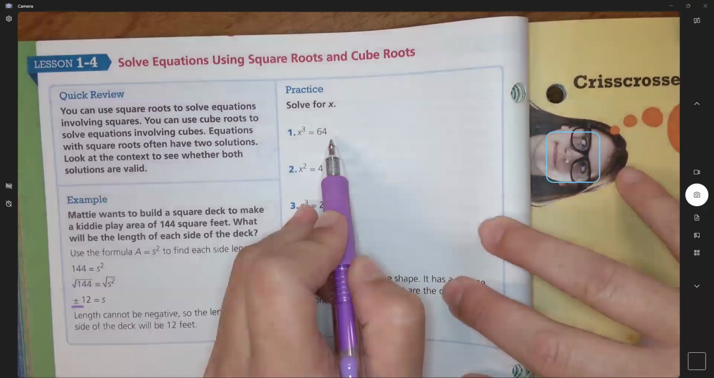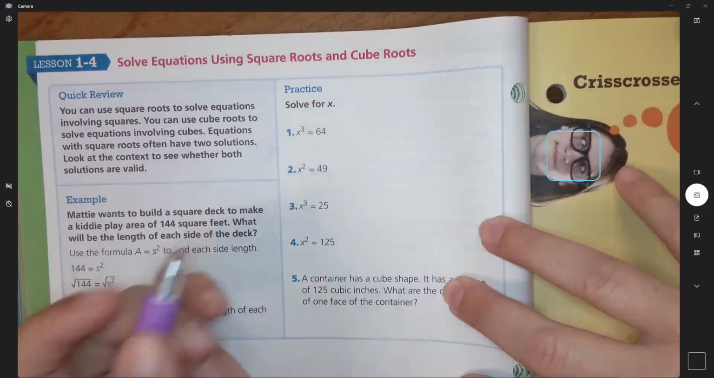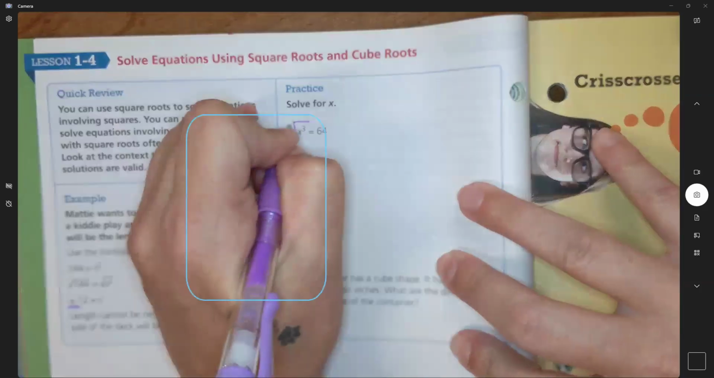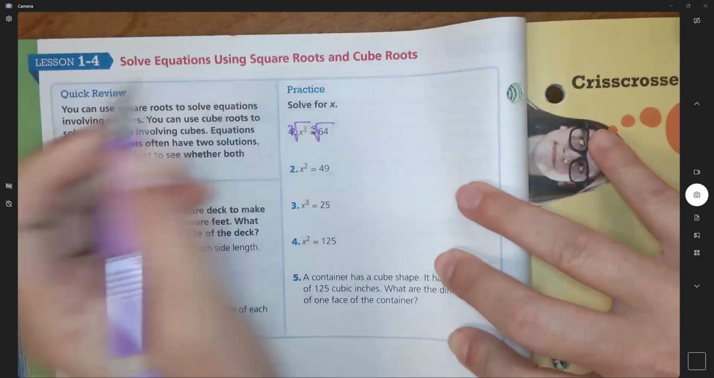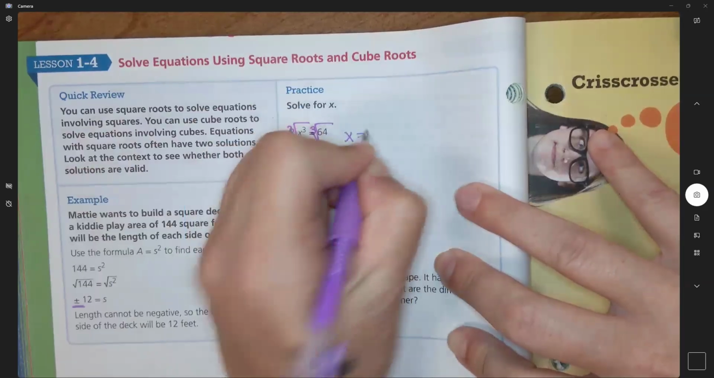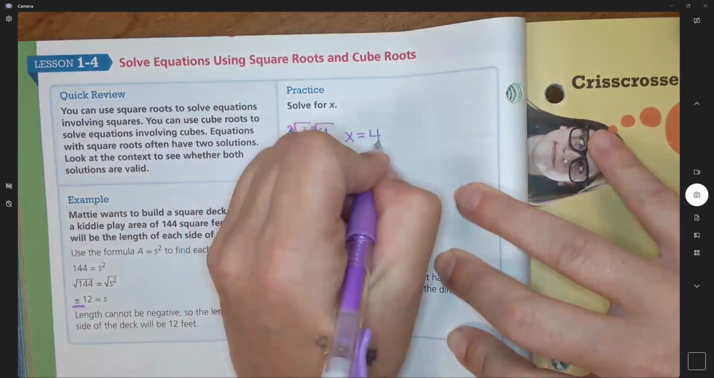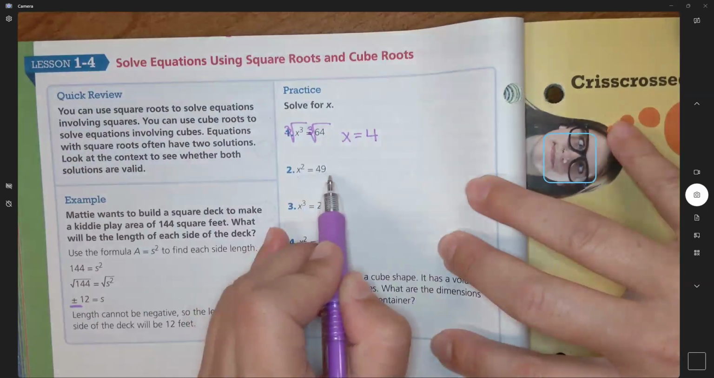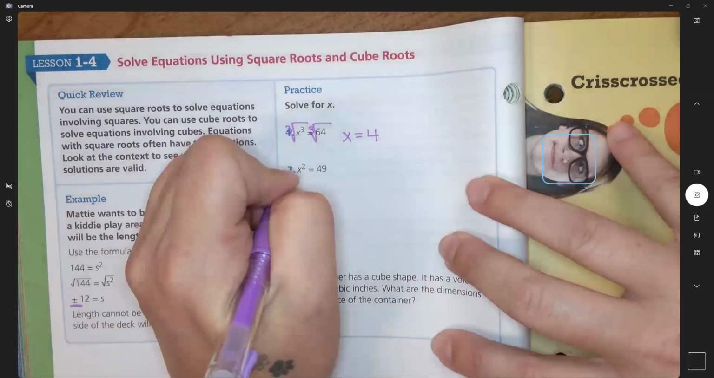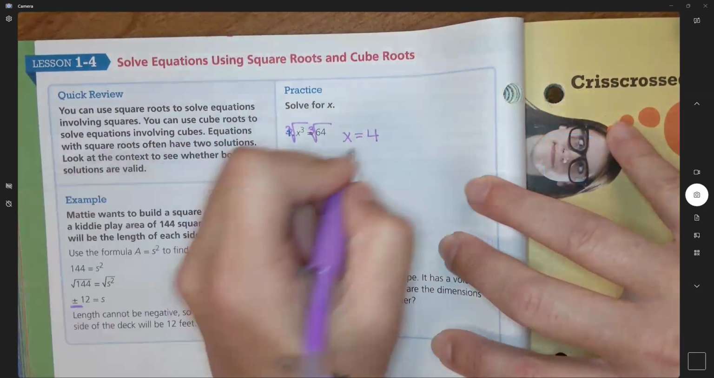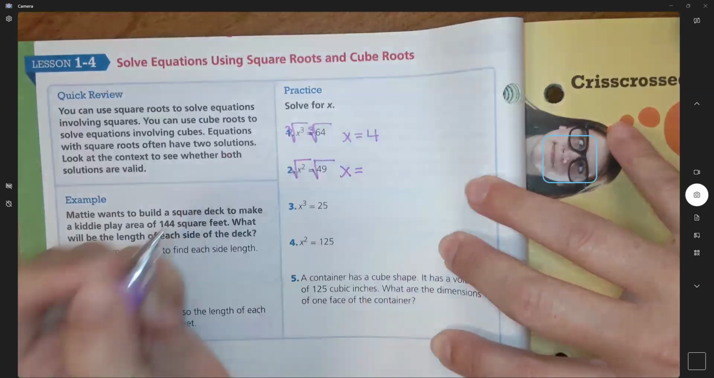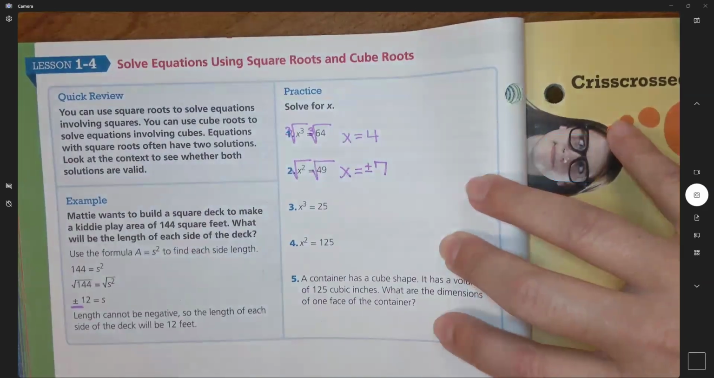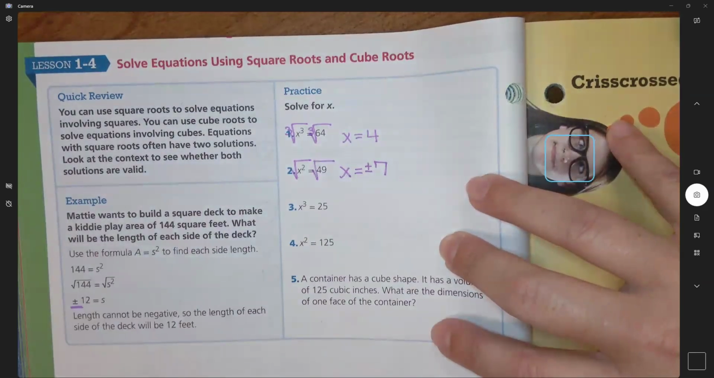So we've seen this one 100 times so far. How are we going to solve this? We're going to take the cube root of both sides. What is the cube root of 64? 4, because we saw it 100 times. How are we going to solve this one? We take the square root of both sides. And because it is a square root, we have two answers. It can be positive 7 or negative 7.